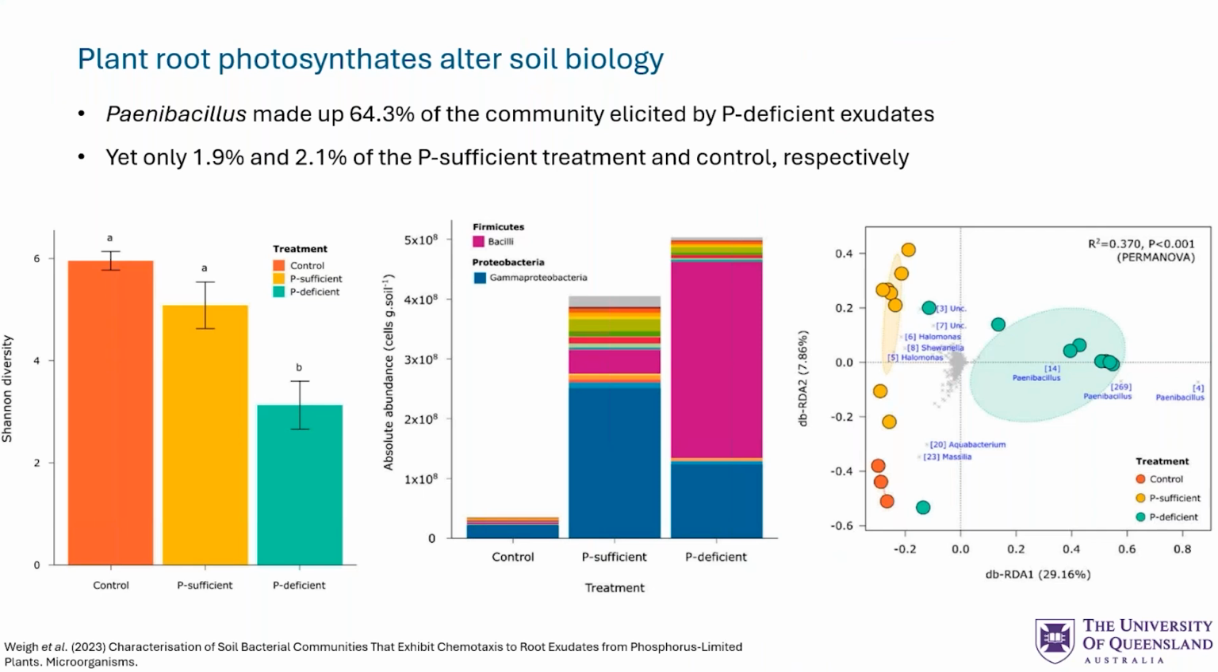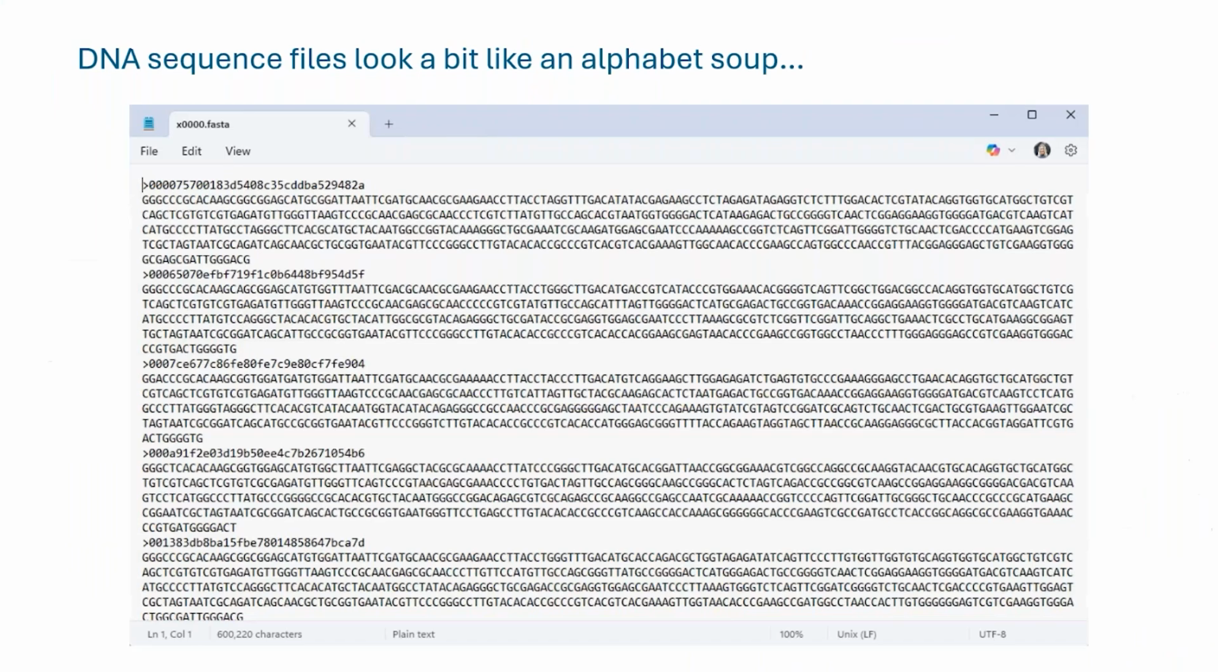So this study highlights how plants can use chemical signals to elicit specific microbes, like Paenibacillus, to help them overcome nutrient stress, but it also exemplifies the power of DNA sequencing and experimental design in deciphering these interactions. While DNA sequencing can reveal remarkable insights into microbial communities, such as those linked to management or amendments, this is what a raw DNA sequence file looks like.